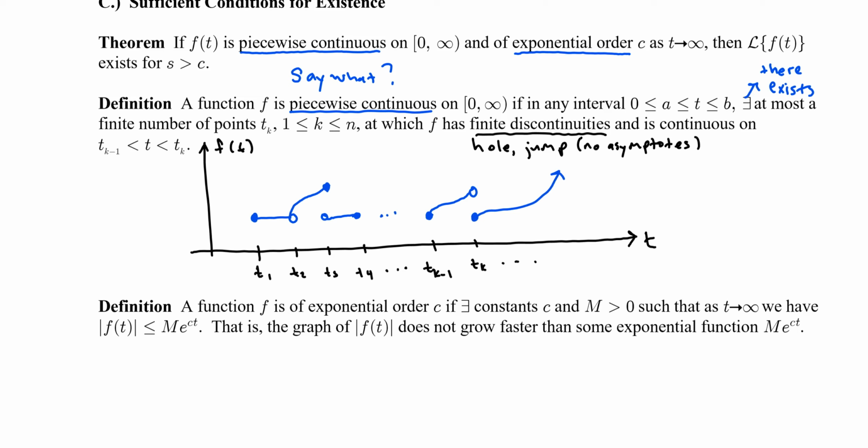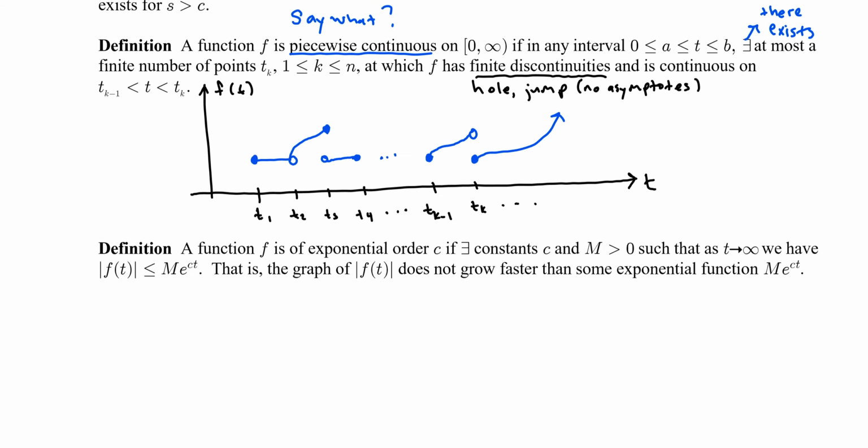Got a discontinuity here as a hole. Got a jump discontinuity here. Another just jump discontinuity, so on and so forth. But on those subintervals, it is continuous. Now, this is going to help us when we get back to our spring mass systems. We're going to be turning our external function on and off, and we're going to do that with a step function. A step function is an example of a piecewise continuous function.